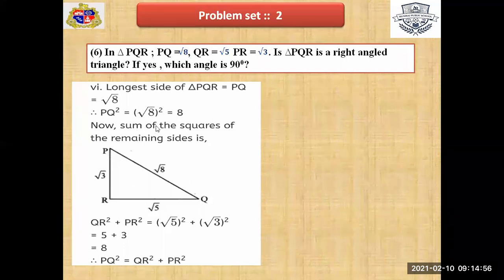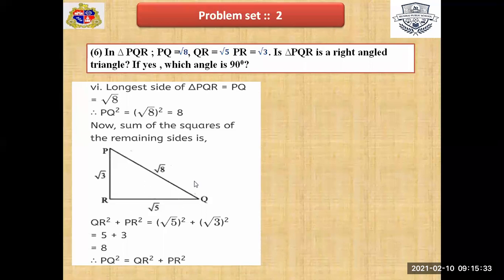Now we find the sum of the squares of the remaining two sides, that is PR root 3, RQ root 5. Then we find QR square plus PR square, under root 5 square plus under root 3 square. Roots and squares get cancelled. 5 plus 3 is equal to 8. So here, PQ square is equal to the sum of the squares of the remaining two sides, QR square plus PR square.